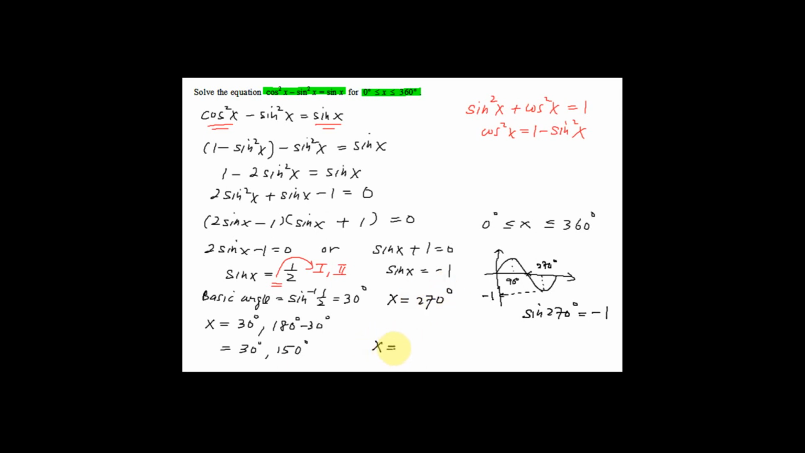Next, you have to arrange all the x in ascending order. So you have 30 degrees, 150 degrees, and 270 degrees. So this is the final answer for this question.